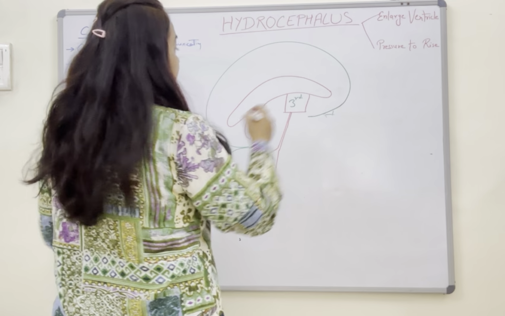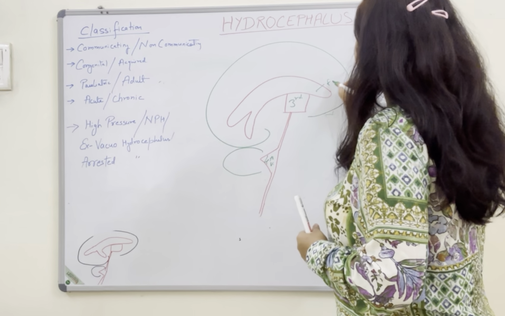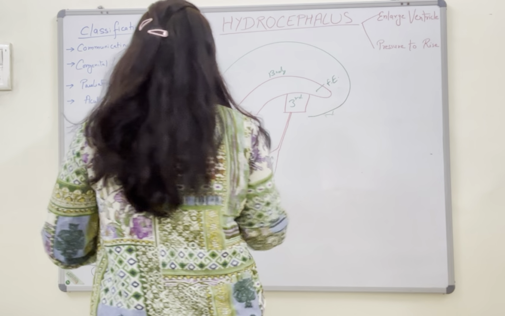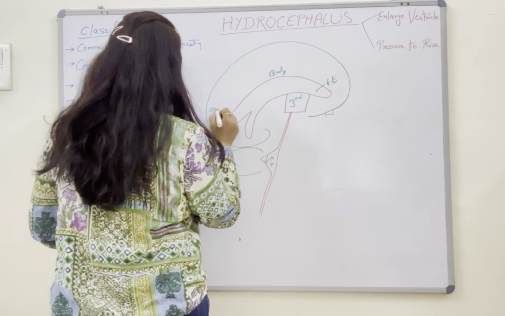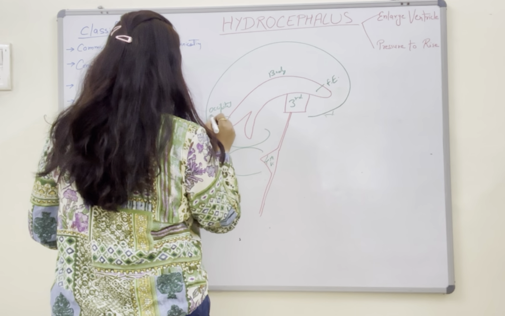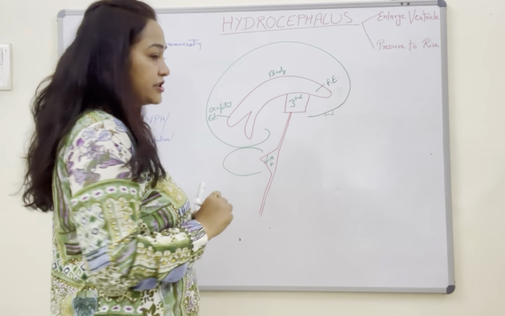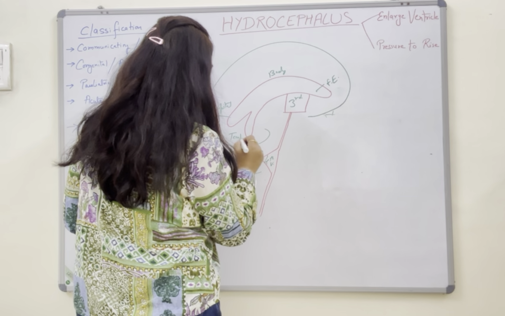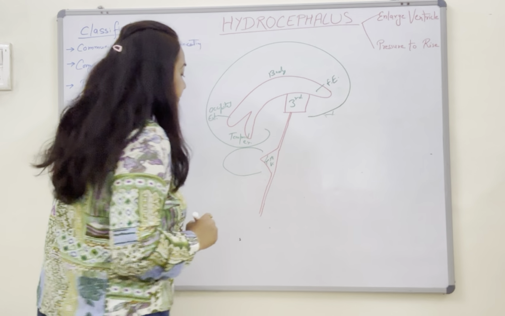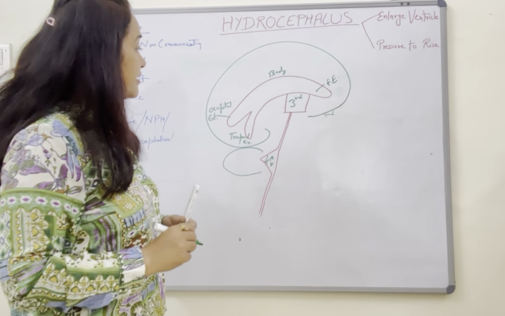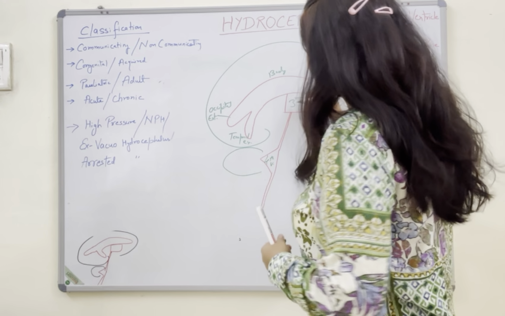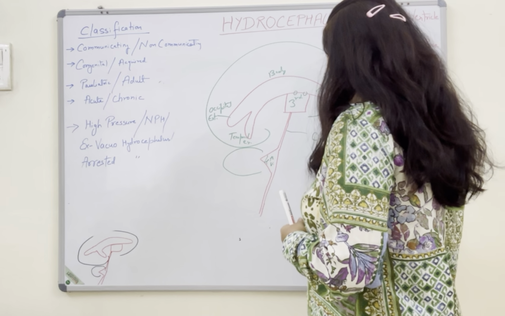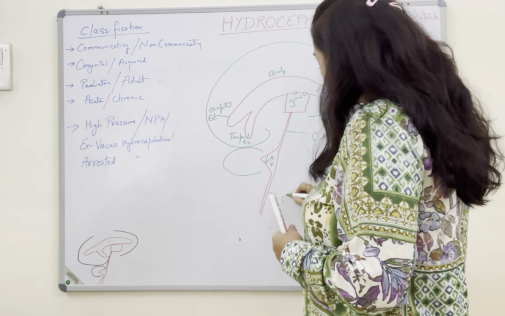This is the lateral ventricle, and the parts of the lateral ventricle are: this is the frontal extension, this is the body of the lateral ventricle, and this is the occipital extension, which is found in the occipital lobe, and this is the temporal extension of the lateral ventricle, right? This is the third ventricle. Between the third ventricle and the lateral ventricle there is the foramen of Monro. This is the cerebral aqueduct, this is the fourth ventricle, and this is the central canal, right?